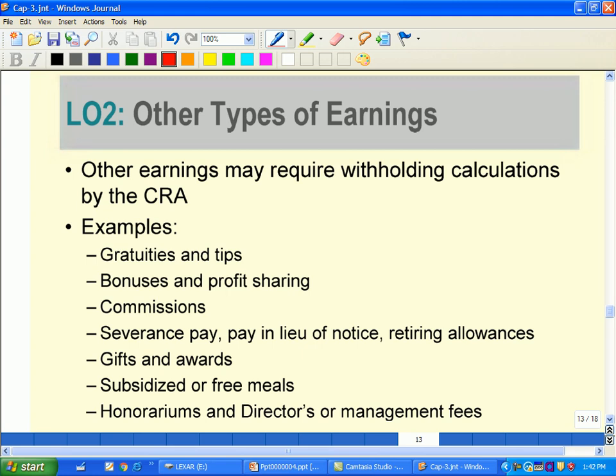Now, other types of earnings. So, the earnings may require withholding calculation by CRA, like gratuities and tips, bonus and profit sharing, commissions, severance pay, which is in lieu of notice. We talked about that in one of the chapters in one of our lectures. Retiring allowances, gifts and awards, subsidized or free meals, and honorarium and directors or management fees. Okay. So, these are the kinds of things that sometimes are taxable benefits. We should add them into their earnings to calculate the taxes on that before we pay them as net pay.